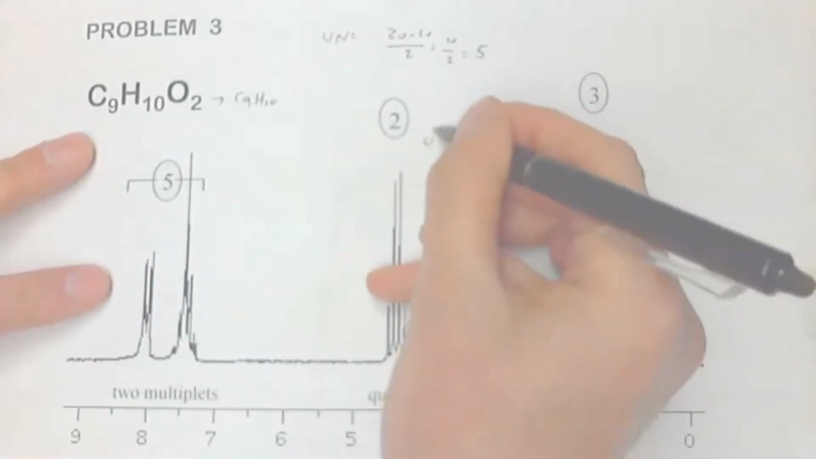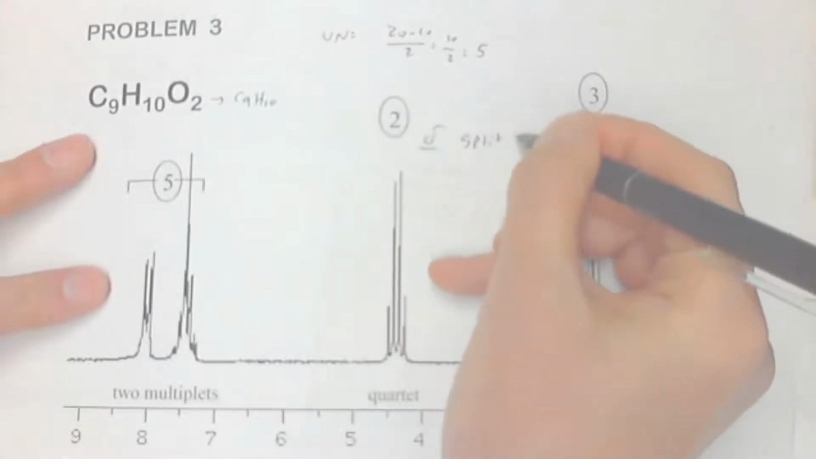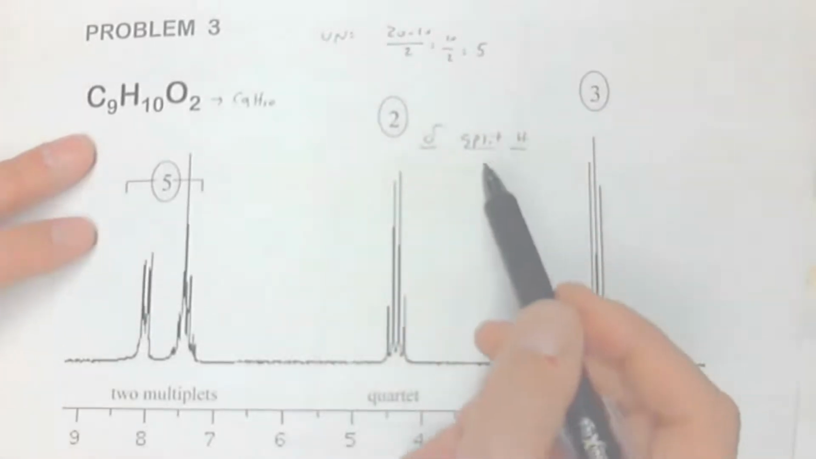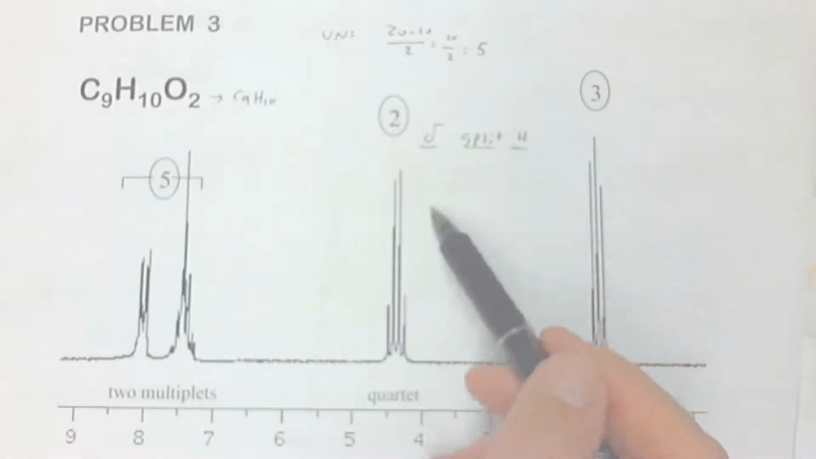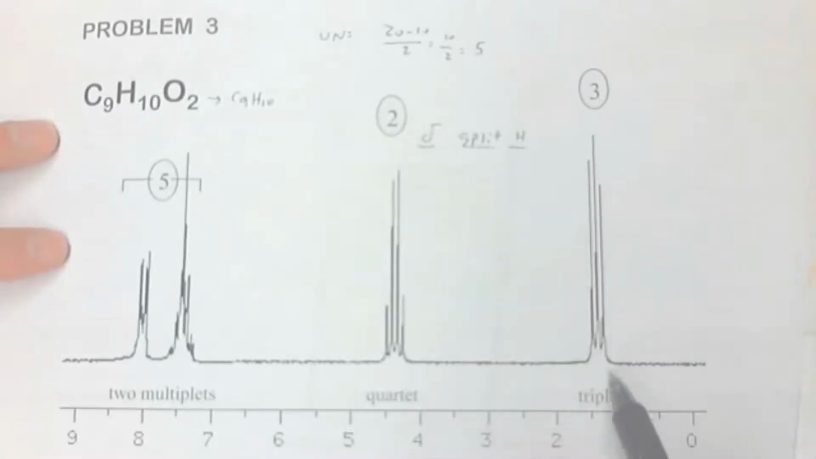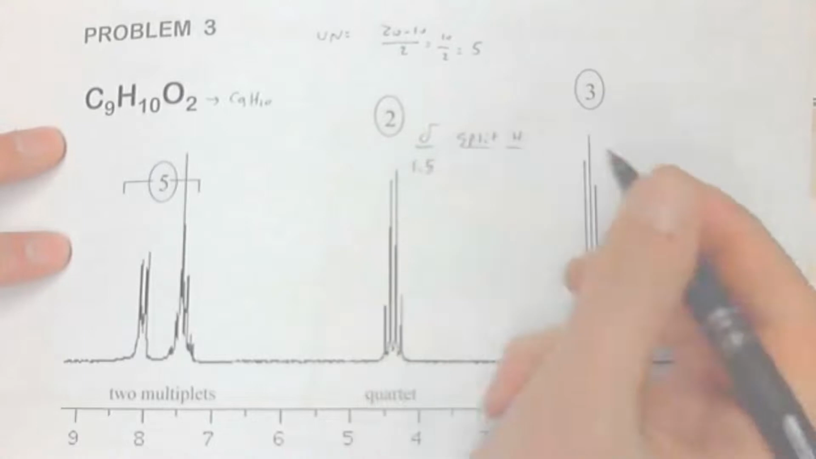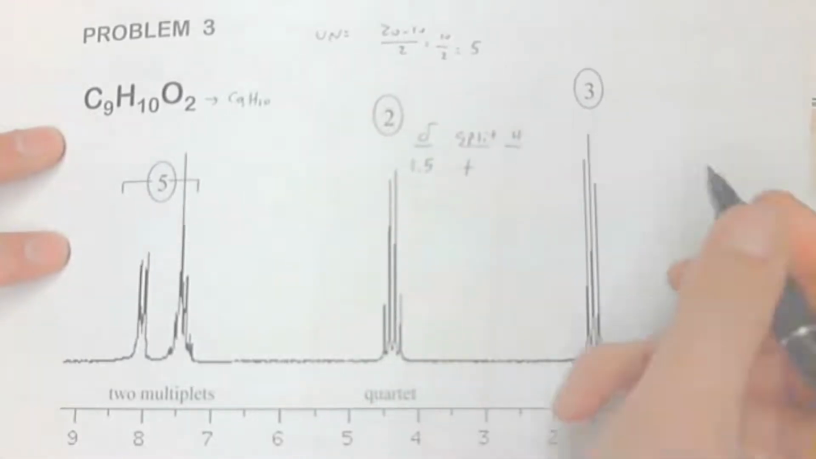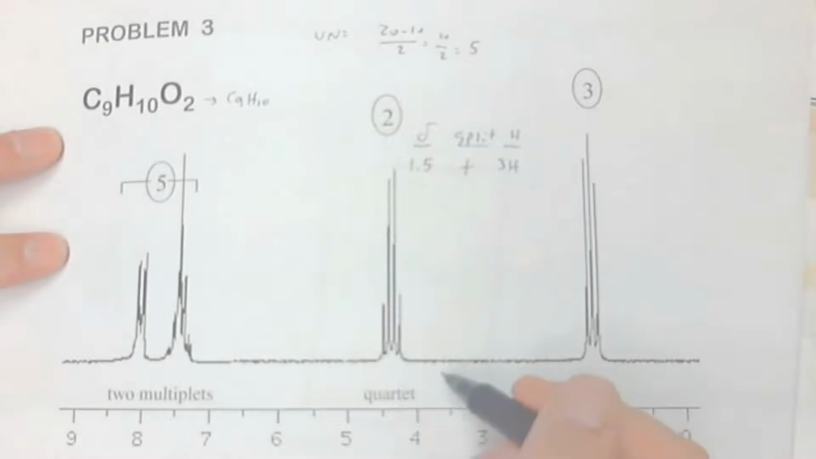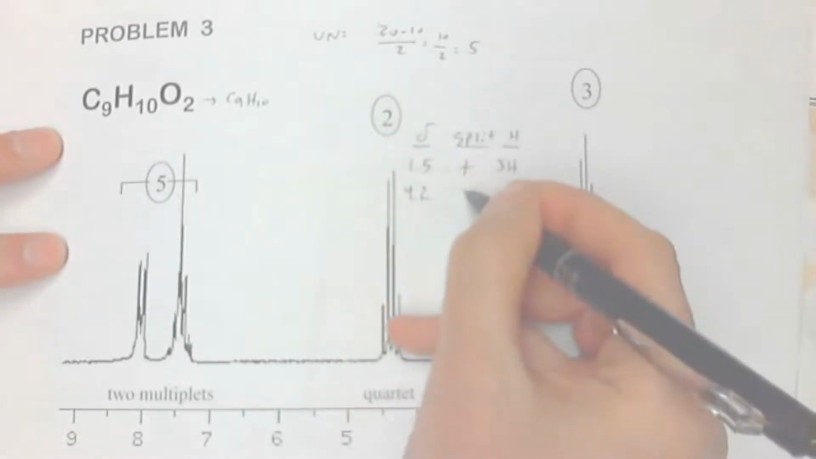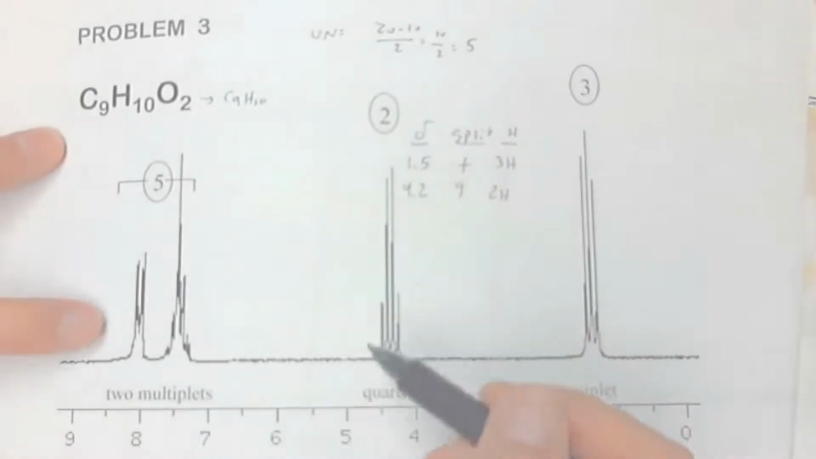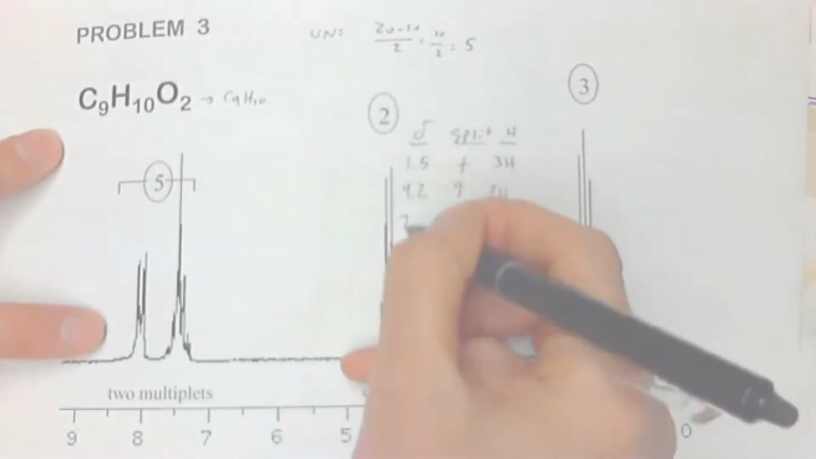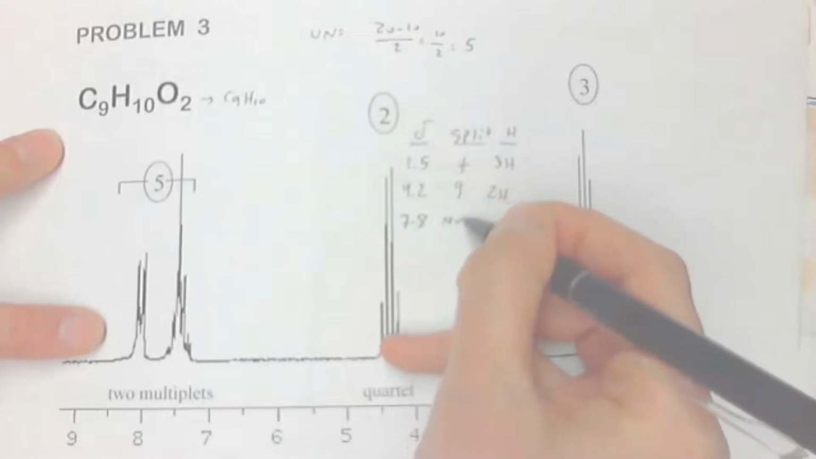Okay, so delta, split, H. The reason I make the table is because that leads to the substructures. And with the substructures, you can start snapping them together, right? So now it's like 1.5, triplet, 3H, 4.2, quartet, 2H, 7 to 8, I just say 7 to 8 is multiplet, 5H.